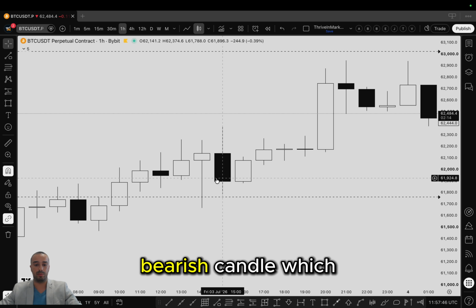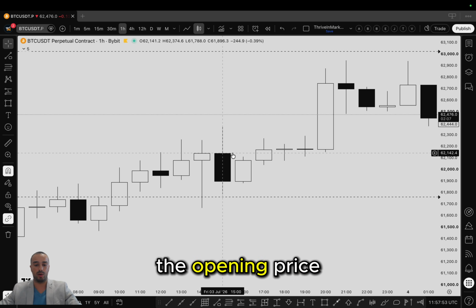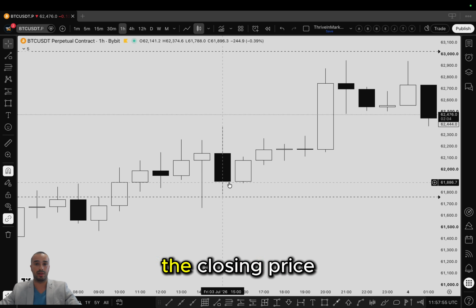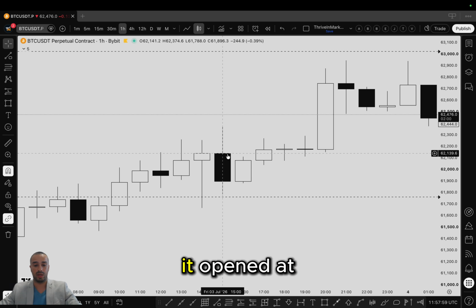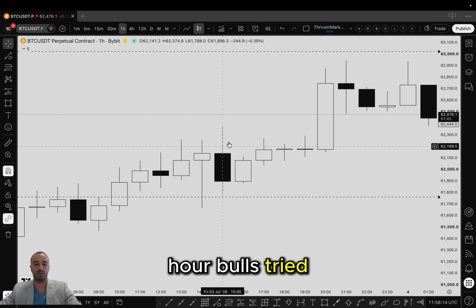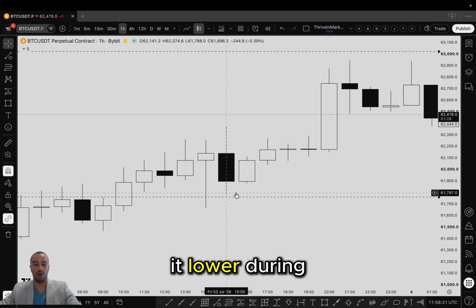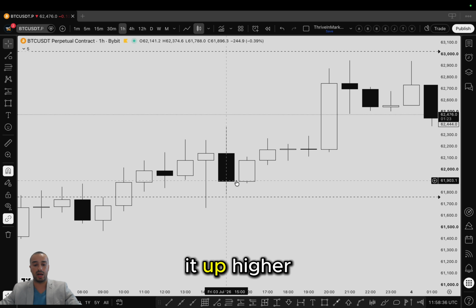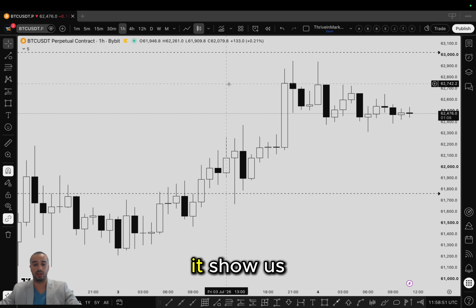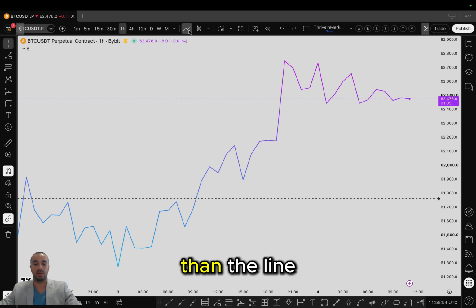Similarly, this is a bearish candle, which simply means the opening price was higher than the closing price. It opened at 62K and closed below 62K. During this 1 hour, bulls tried to push higher, which they failed, and then bears tried to push it lower, but bulls brought it up higher and closed it at $61,892. And this is the candlestick chart. It shows us more information than the line chart.